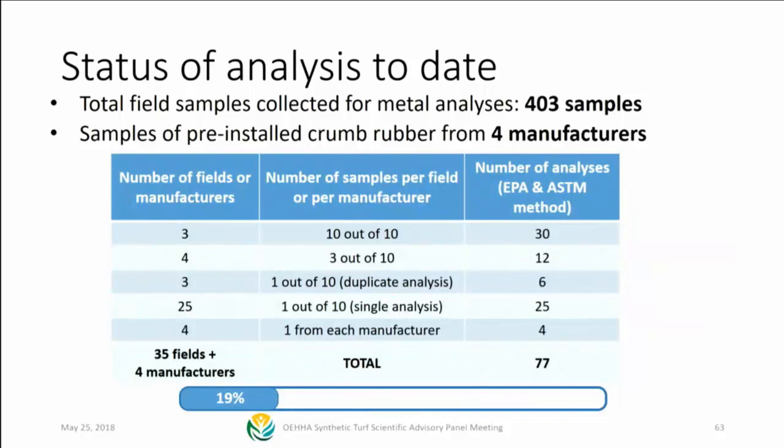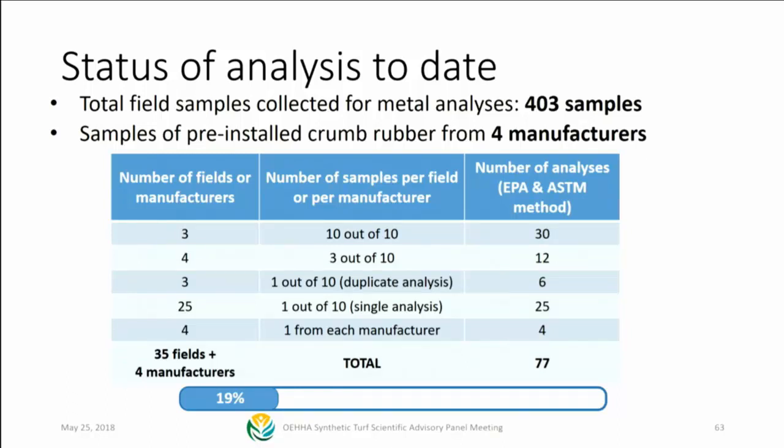So here's the status of the analysis to date. We are talking about a total of a little more than 400 samples from the fields. And also we have samples from manufacturers. These are 4 different manufacturers that provide us with crumb rubber that we call pre-installed. This is material that has never been in the field. All of our samples that have been analyzed so far correspond to all of the fields we have been to and also all of the manufacturers. The details are shown in the table.